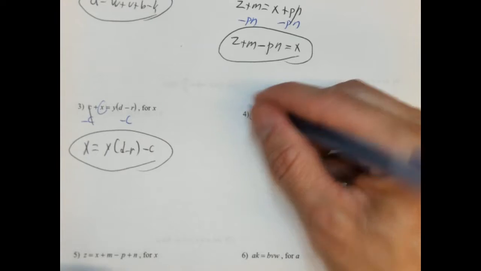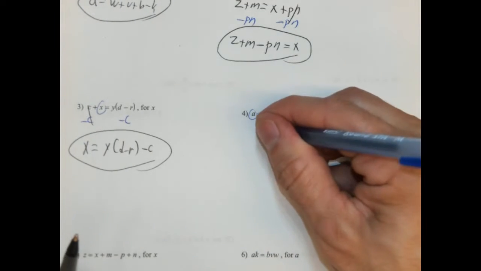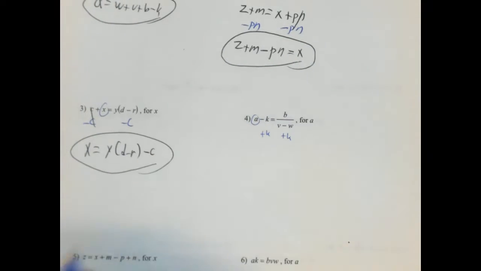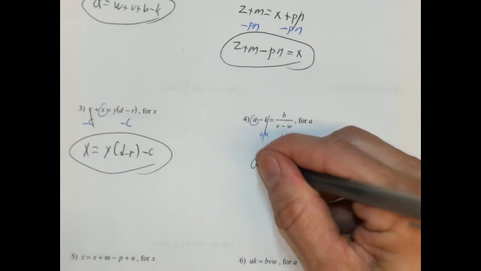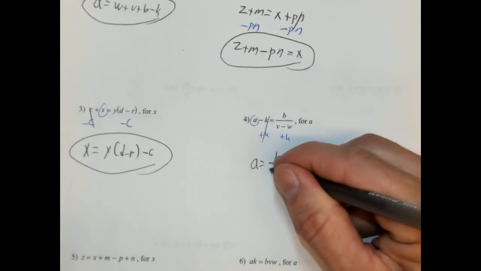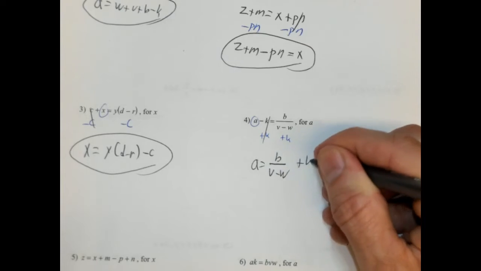We're solving for a, so we're going to add k to both sides. So plus k, these cancel. A will be equal to b over v minus w, and then plus k after that. Okay, you can see this is actually pretty straightforward once you feel comfortable with it.